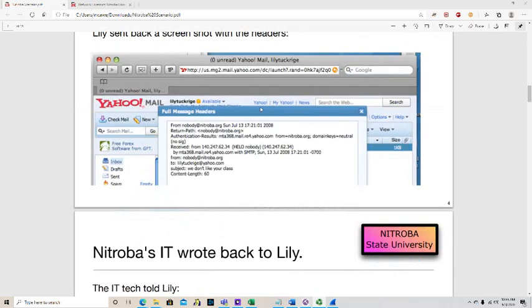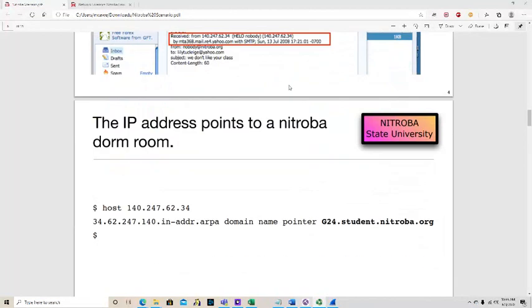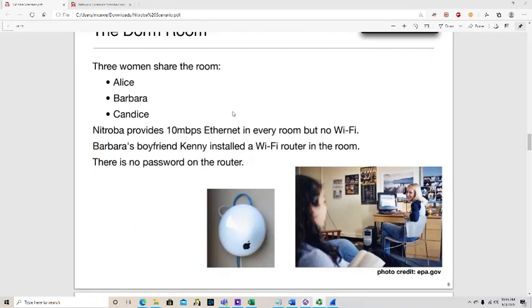They've provided some general information about where it came through, and the specific information is that it is coming from a student at NITROBA University's dorm room. There are 3 people that live in this dorm, and Barbara's boyfriend Kenny installed a Wi-Fi router in the room, but didn't put a password on the router. I think it's safe to say that we should not trust Kenny with setting up our network in the future.